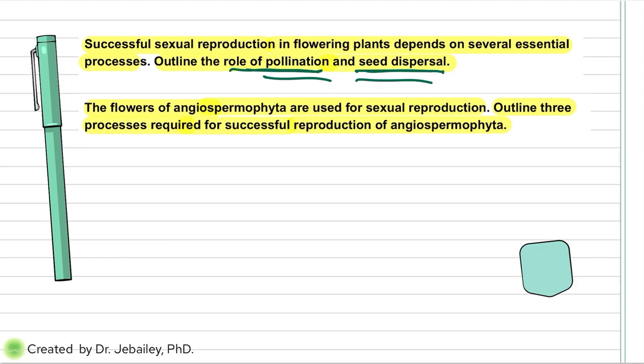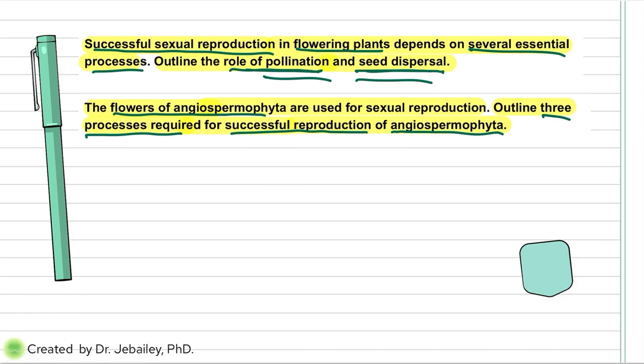Now, here's the most important thing to see how those 2 questions are exactly the same. It says successful sexual reproduction. When I say flowering plants, it's the same thing as angiospermophyta. And then it says several essential processes, so it says 3 processes. Here it says flower of angiospermophyta, which is, again, flowering and sexual reproduction. So you can see they're all talking about sexual reproduction of flowering plants, and there's a central process.